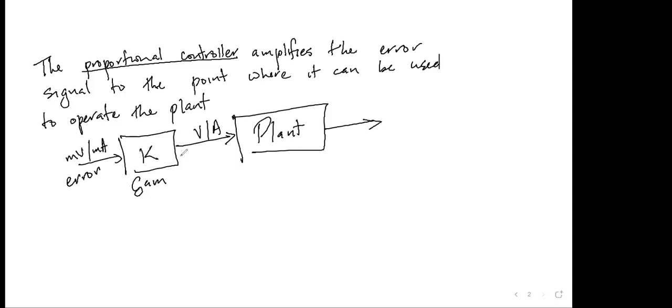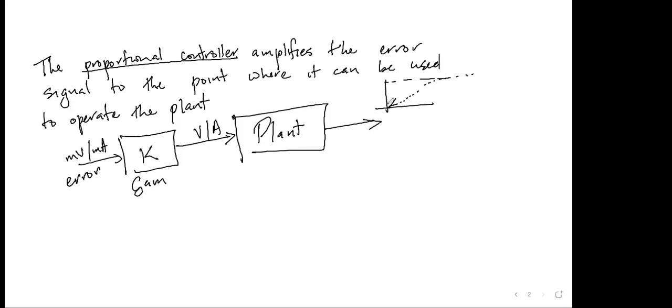Now, the thing that you're going to be concerned with in your proportional controller is what value of K you are going to use. What value of gain are you going to use that will essentially operate the plant properly? You don't want to put the value of K so high that the output becomes uncontrollable, so it's going to fly past the value. You don't want to put it so low that it takes forever to go to the value that you want it to go to.